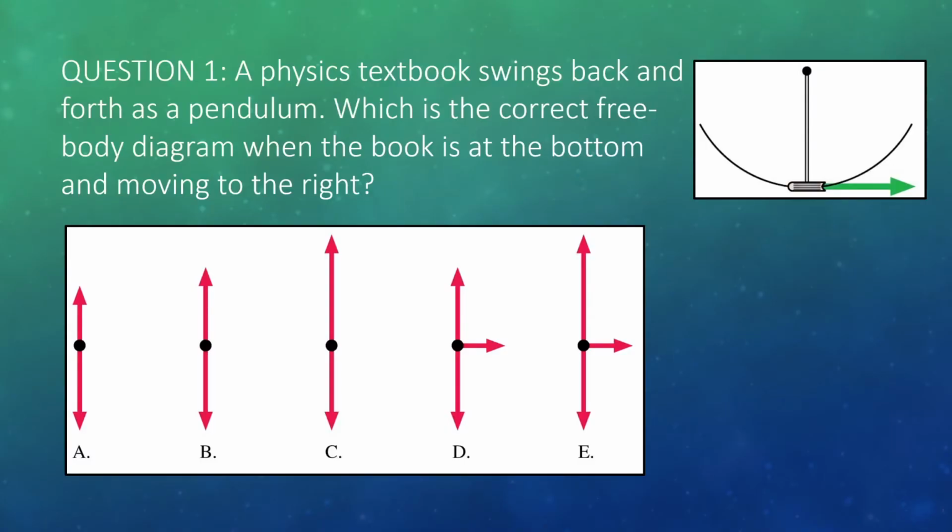Question number 1, and all of these are going to deal with drawing free body diagrams. So let's just make sure we understand the forces that are acting on each of the objects that are going to be shown. So the first one says, a physics textbook swings back and forth as a pendulum. Which is the correct free body diagram when the book is at the bottom and moving to the right?